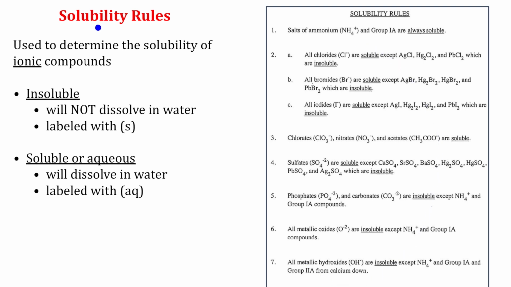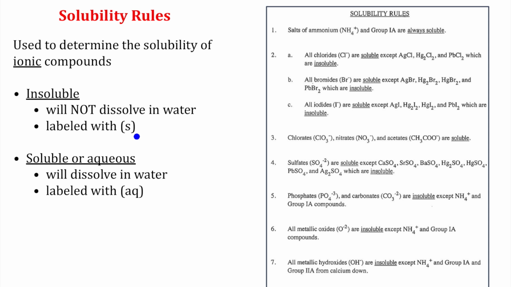And these solubility rules are used to determine the solubility of ionic compounds. So solubility is whether or not it will dissolve, and when we are looking at these, we are looking at in water. So if something is said to be insoluble, that means that it will not dissolve in water, and so its state of matter will be a solid, which we would label as an S.